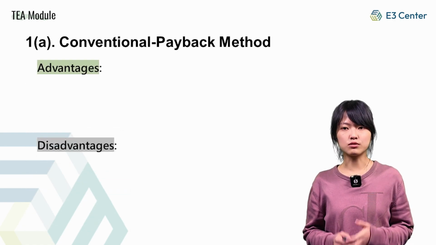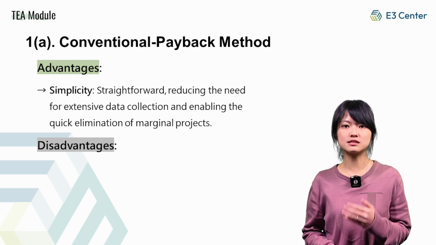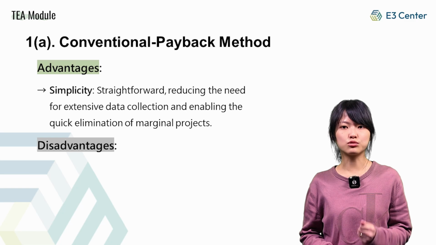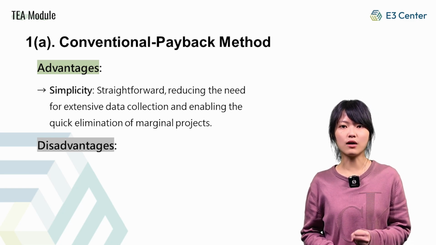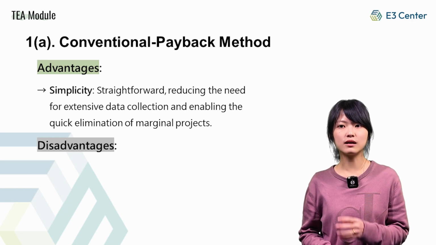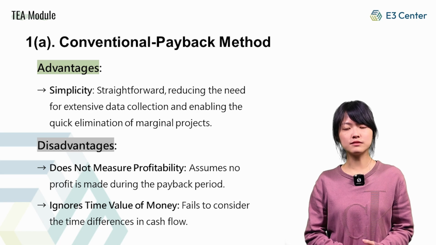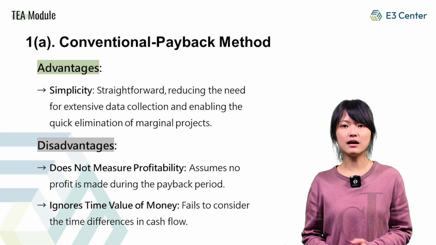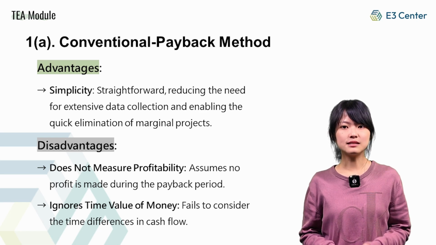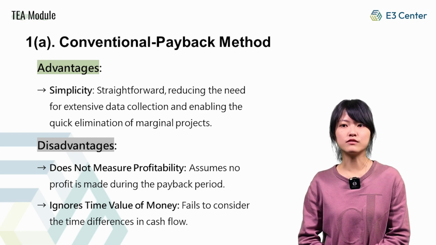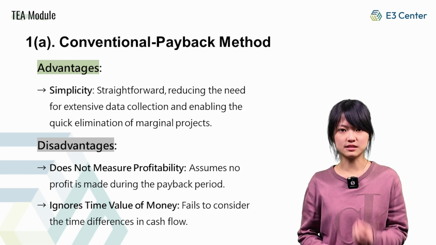Let's talk about the pros and cons. The conventional payback method is praised for its simplicity, allowing us to quickly sift through and eliminate projects that don't meet our basic financial criteria without needing extensive data. However, it comes with significant downsides. It does not account for any profit made during the payback period, and it completely overlooks the time value of money, treating all cash flows as if they occur at the same time.